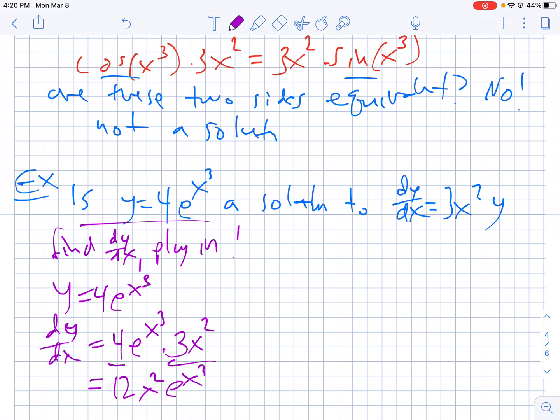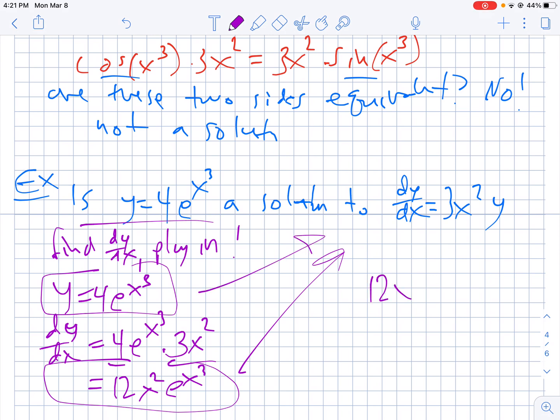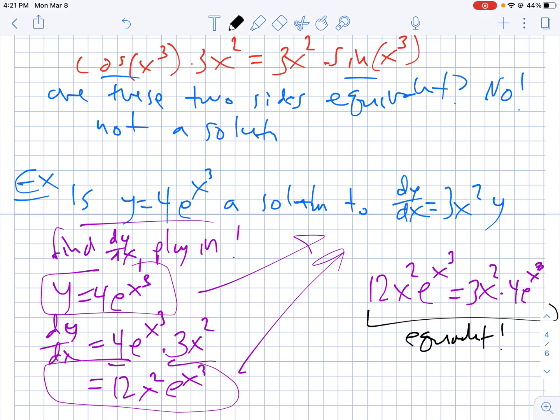Now I'm going to take this and plug it in. So I got the y, I got the dy dx, let's plug those in. When I plug those in, I get 12x squared e to the x cubed equals 3x squared times 4e to the x cubed. Now even a chump in Miss Cruzy's class can see that these two are equivalent. Because these work, it is a solution. That means if you take y equals 4e to the x cubed, the derivative of that is equal to 3x squared times the original function. Interesting. Okay, so that's what a solution is.